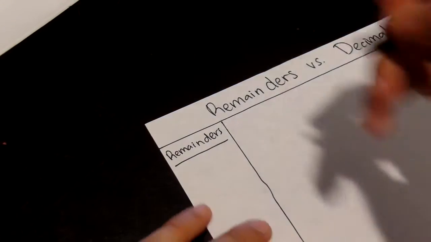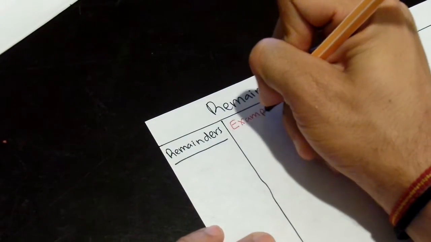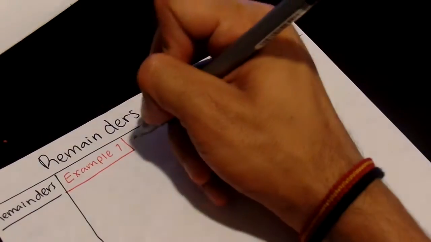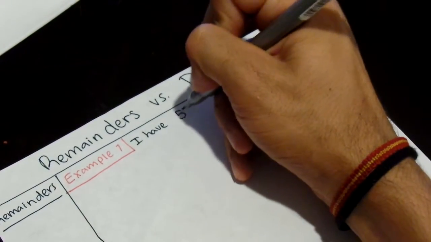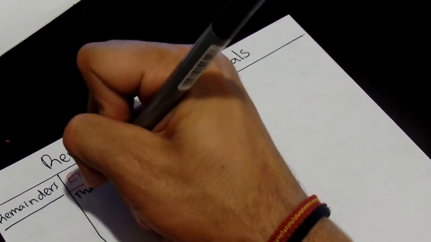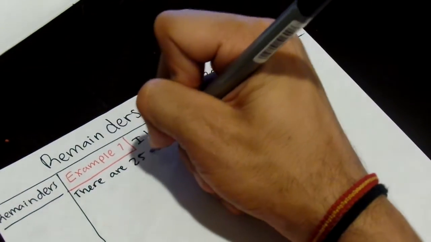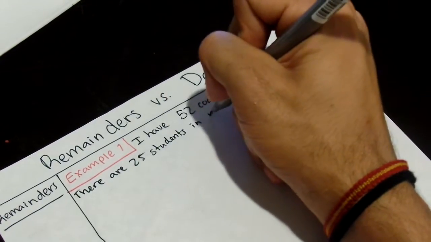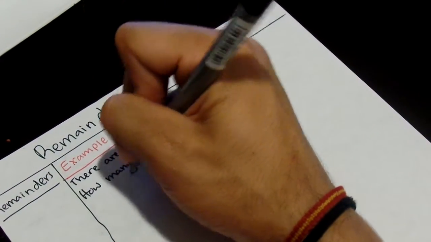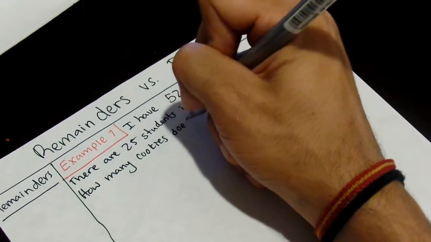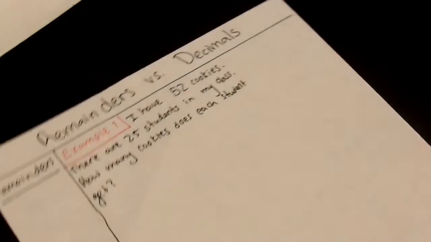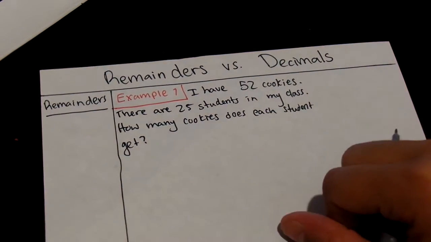We're going to do two examples. So, example one. I have 52 cookies. I don't know why, but I have them. There are 25 students in my class. How many cookies does each student get? So I have 52 cookies, there are 25 students in my class. How many cookies does each student get?